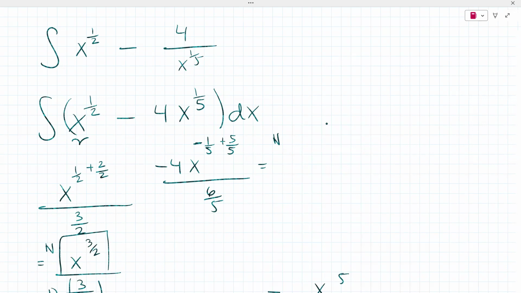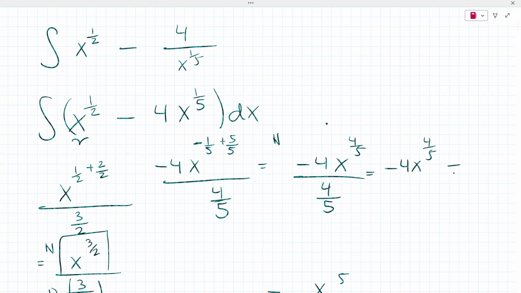Okay, so this is going to be negative 4x, and then negative 1/5 plus 5 over 5 is 4/5, divided by not 6/5, but 4/5. So you're going to rewrite this as negative 4x to the 4/5 divided by 4/5. Go ahead and cross multiply, so that is going to be negative 20x to the 4/5, and then 1 times 4 is 4. Negative 20 divided by 4 is negative 5. There you go. Much better.